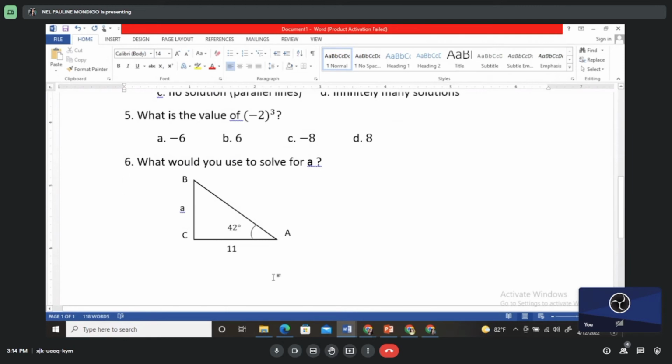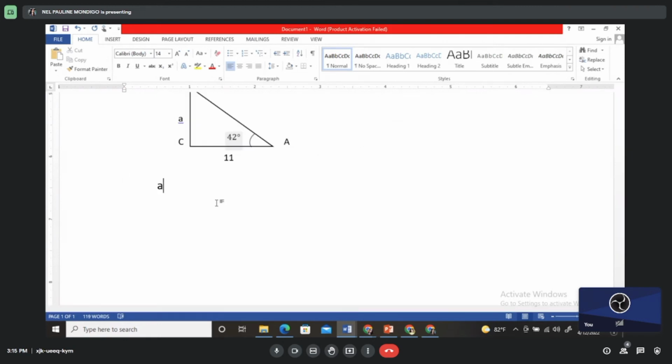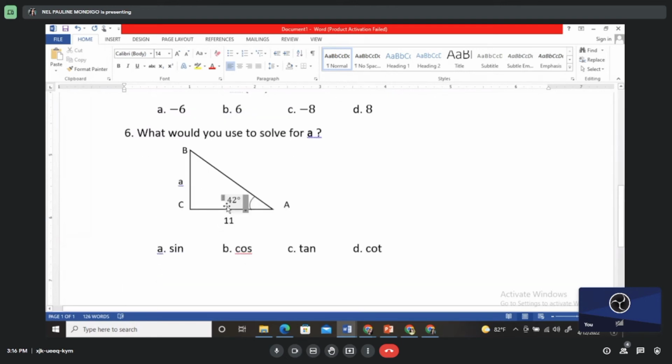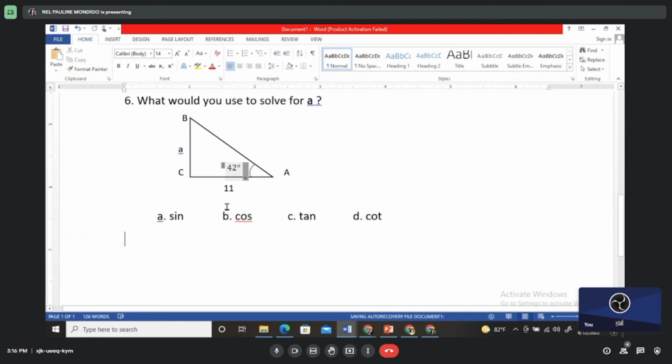Okay, for letter A, we have sine. Letter B, cosine. Letter C, tangent. And letter D, cotangent. Okay, we're done with our item number 6 and proceed to item number 7. Our topic here is sequences and series. Our question will be, what is the next term in the sequence?